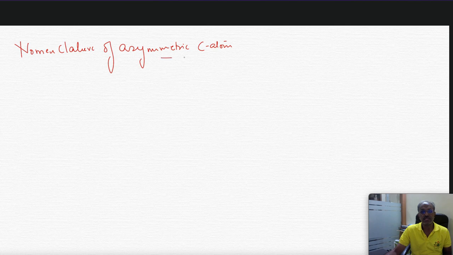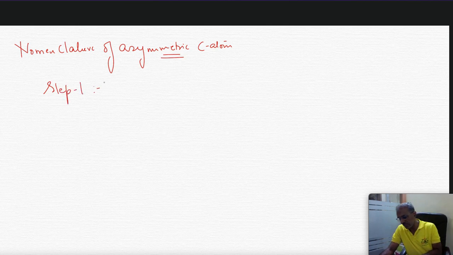Now, asymmetric carbon atom nomenclature. As in the previous case, we had seen that dextro and levo were only with respect to the experimental form. Now here we have to give the nomenclature of the asymmetric carbon. How can we write the nomenclature? Now, step 1.